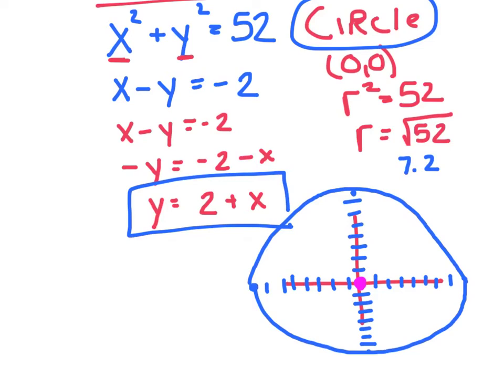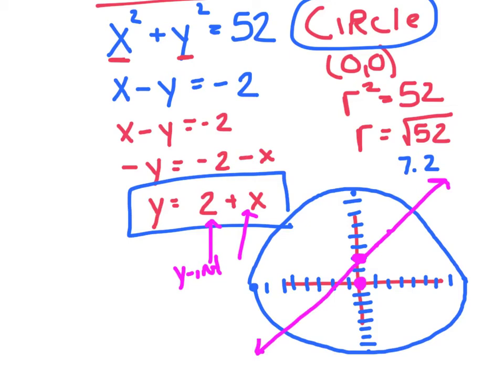And then let's go ahead and graph this line. Y equals 2 plus x. Let's get a little review in here. The solo number is the y-intercept, so that's going to be at 2. And the number in front of x is my slope, which is a 1, which means I rise 1, run 1, rise 1, run 1. So it should look like this.